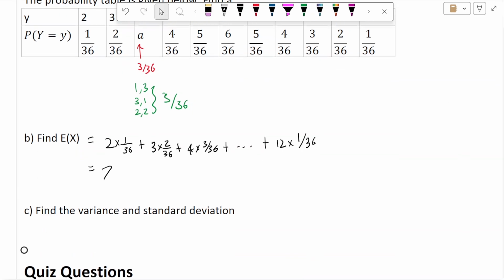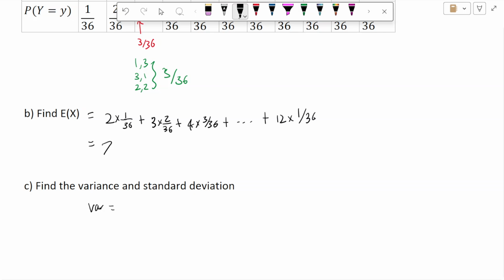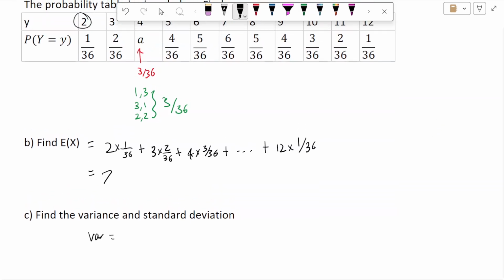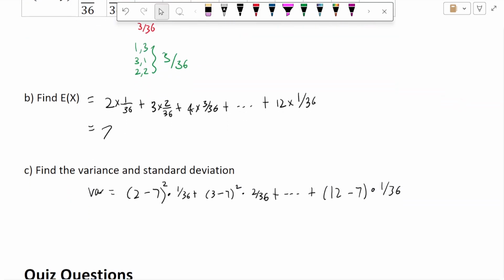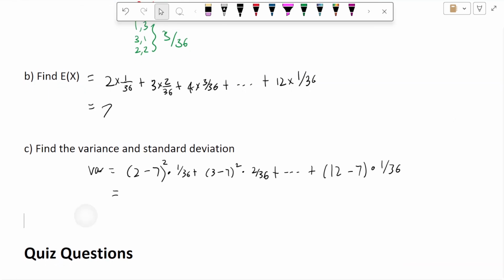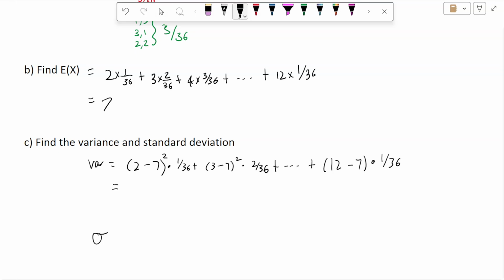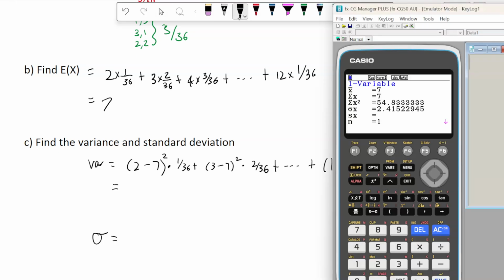Now, if we wanted to do the variance formula by hand, this would be the first y value. So this is 2 take the average, which is 7, squared, times the probability of getting a 2. Then you've got 3, take the average of 7 squared times the probability of getting a 3, and I forgot to square that last one, plus all the way up to 12, take the average of 7, squared, and it's a 1 out of 36. Nobody wants to do that, so conveniently, we know what the standard deviation was from the calculator. It was 2.415.